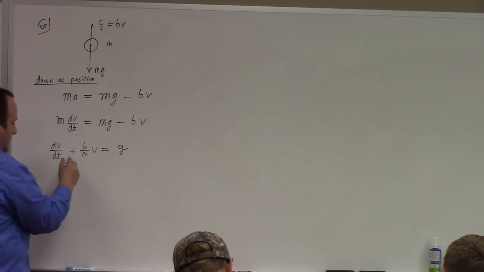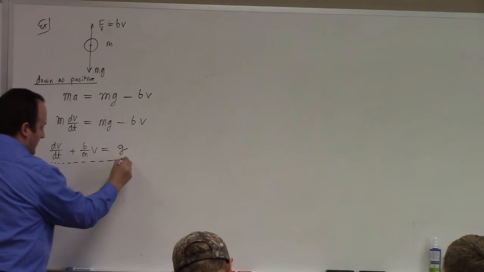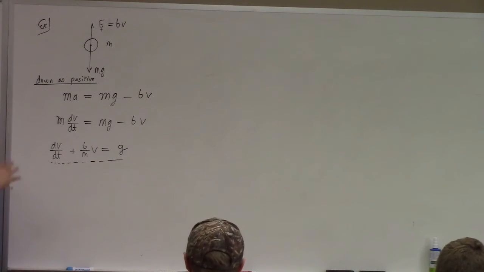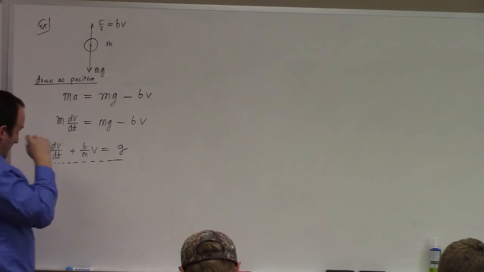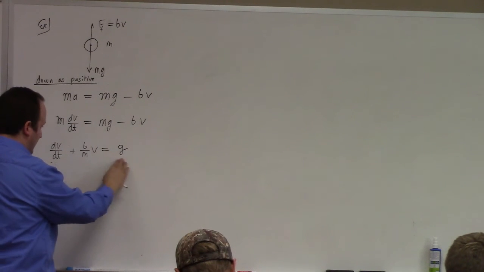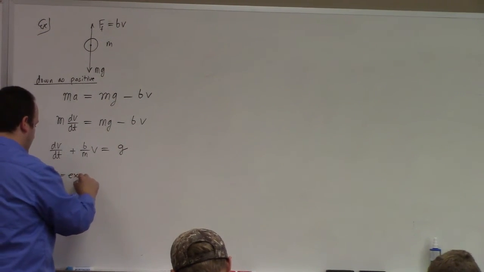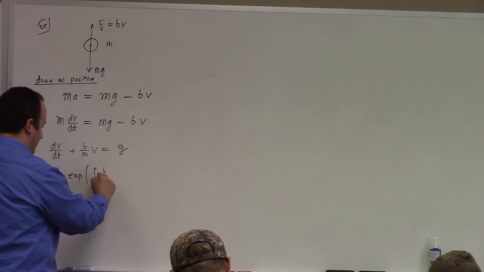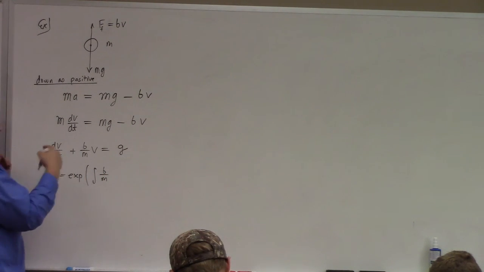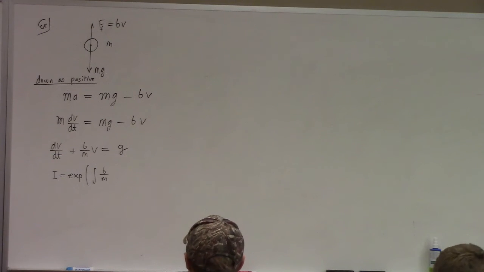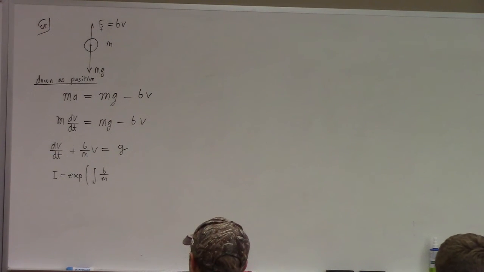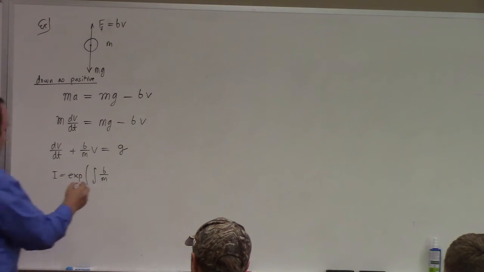So now this is the integrating factor technique, right? This is linear. I can't use separation of variables. I don't advise it. So we let I equal the exponential of the integral of b over m. Now we've been doing x in the integral. That was because x was the independent variable, right? In this problem, t is the independent variable. So I put a dt here, right?